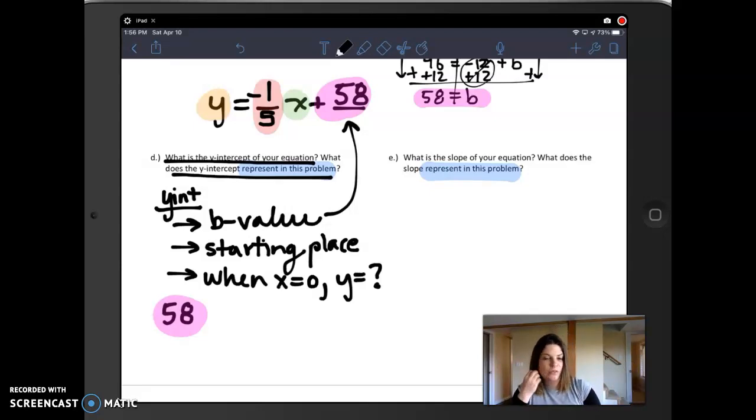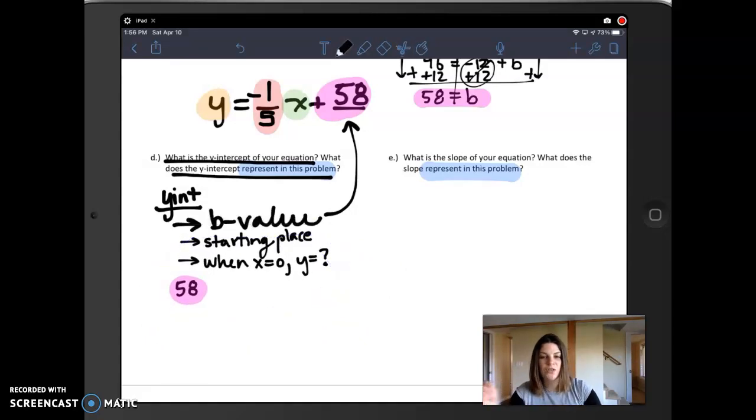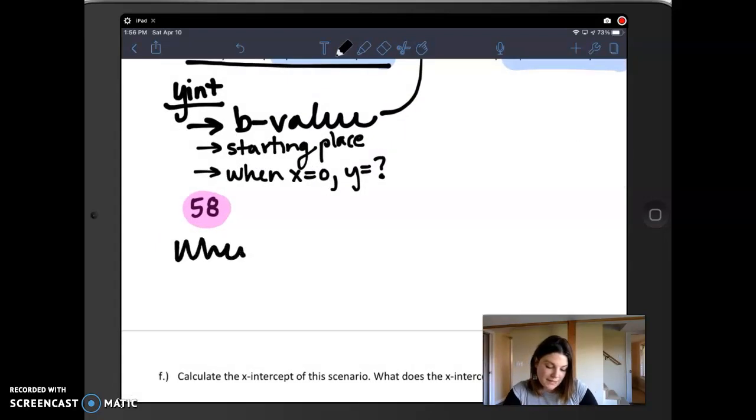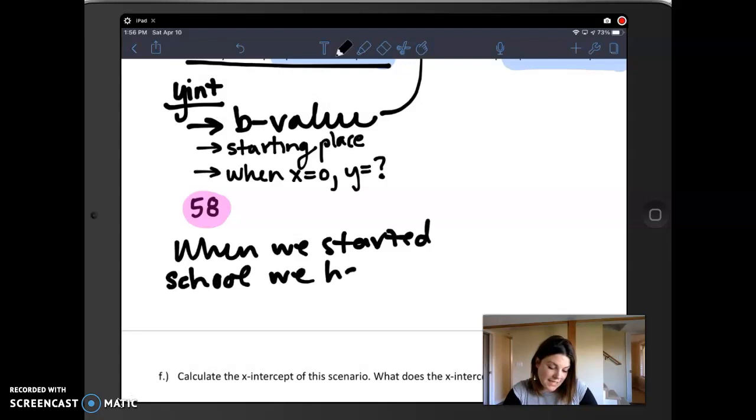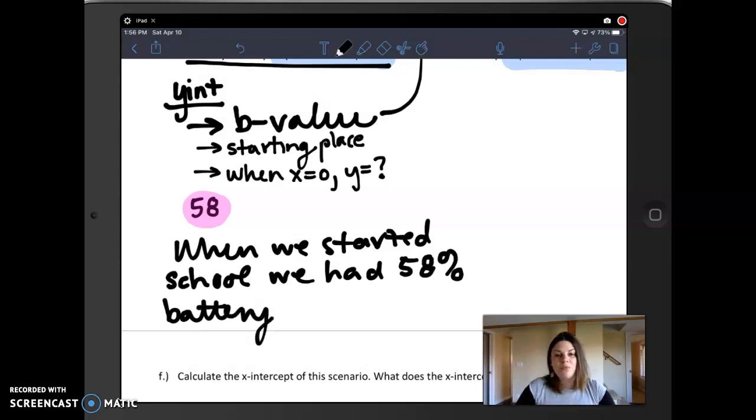So the idea here is we want to write a sentence that represents everything we just talked about. So we just said basically that we had 58% battery when we started school. So when we started school, we had 58% battery. So I guess I shouldn't say we, they, the person in the story, they started school, they had 58% battery.